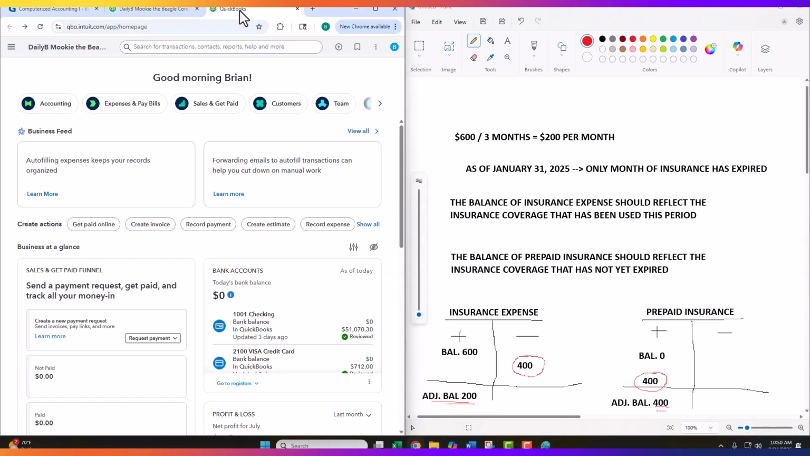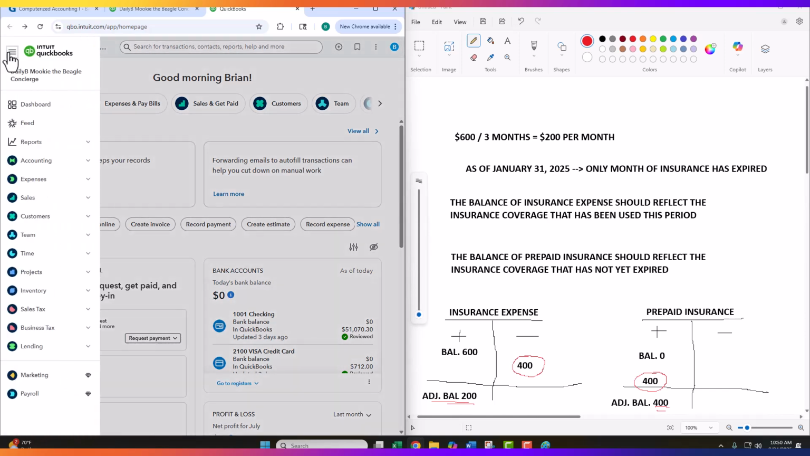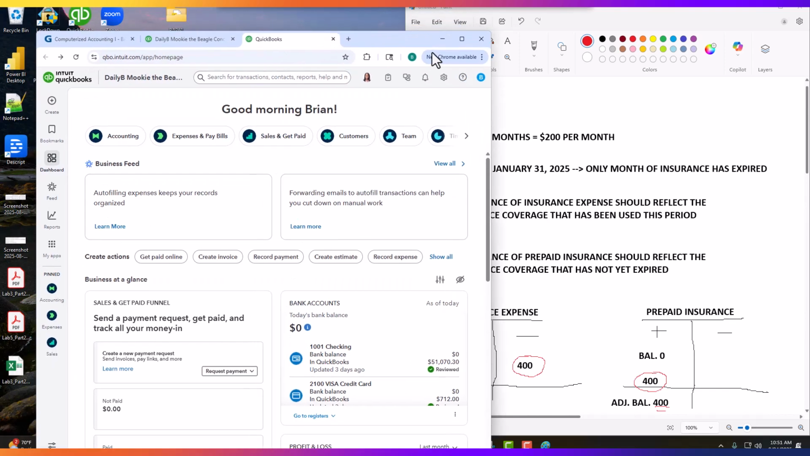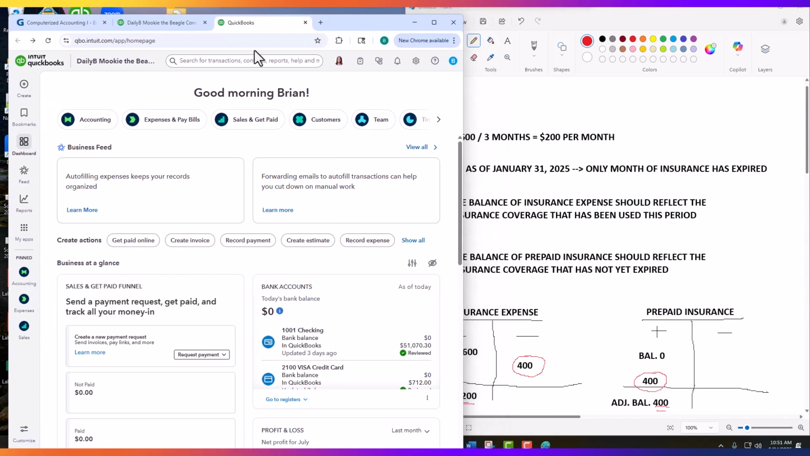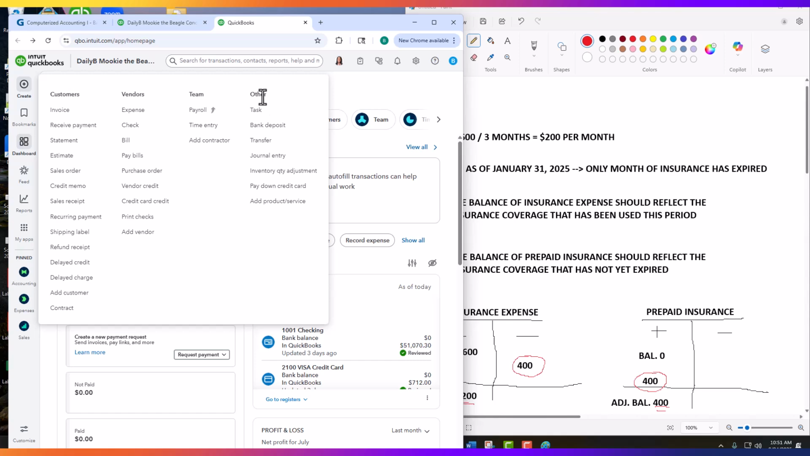So I got this other tab with my home page there, and the navigational menu's hidden, so I had to expand it out by hitting this button. And let's see, we're going to find the create, and actually I'm not seeing it, so I'm going to maximize. There it is, a little bit better. There's create, and in the other category I'm going to select journal entry.